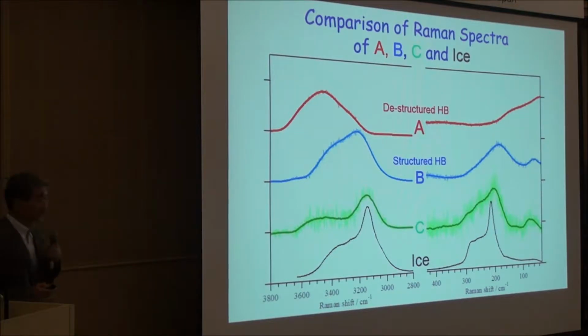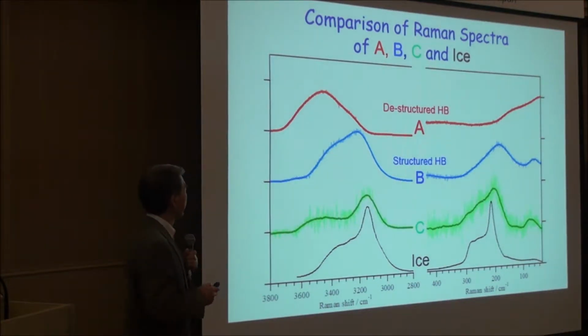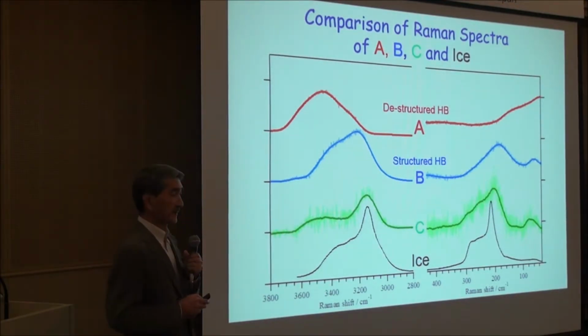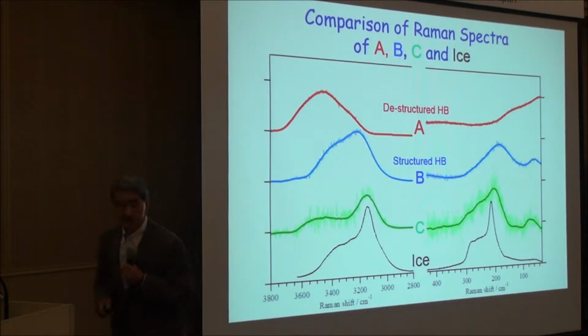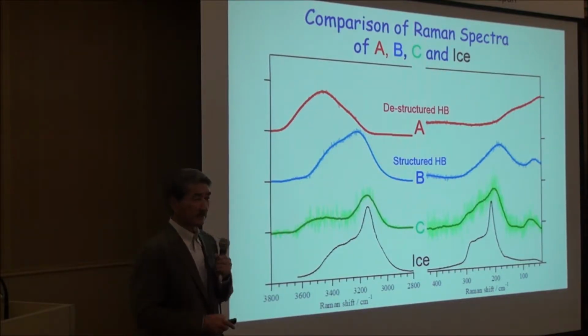So the results so far: we have 3 components. The first component A is the destructured hydrogen bonded water, and B is the structured hydrogen bonded water, and C, what is C? I'll give you the answer. This is the nano-ice that I'm going to discuss. But you can see the spectrum somehow looks like ice. Okay?